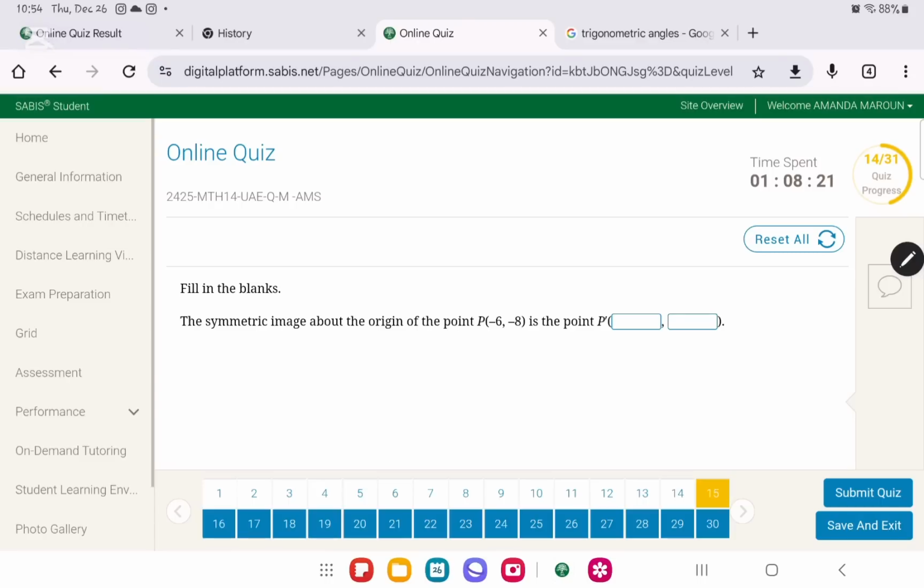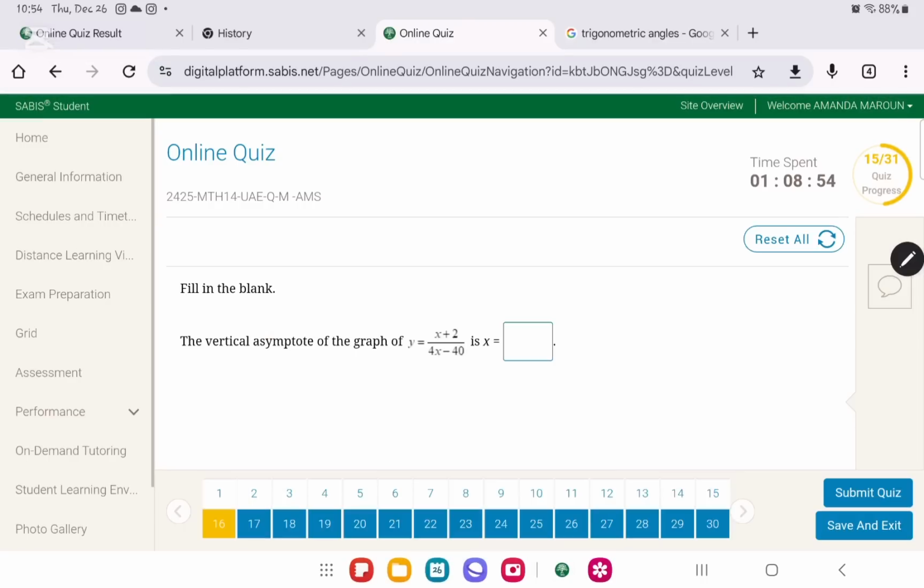Moving on to question number 15, they are talking about symmetric about the origin. When we are talking about the origin, that means it is odd. In odd, both x and y change. So definitely when we are talking symmetric about the origin, then both x and y change, change meaning by their signs. So minus 6 will become 6 and minus 8 will become 8. So very simply, it is 6 and 8.